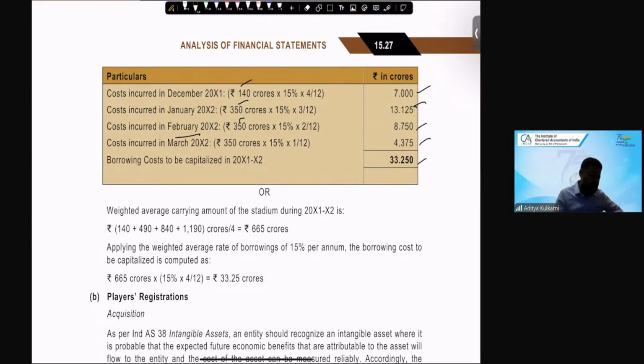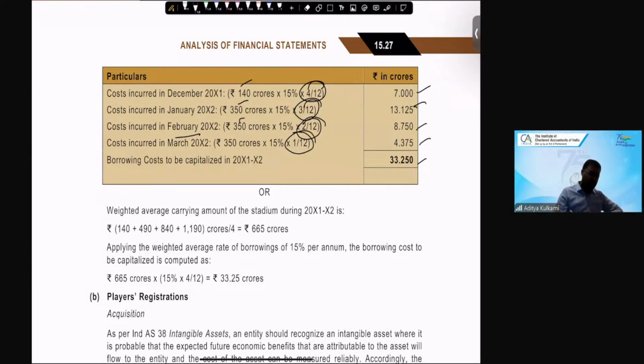Yes sir. If 4 by 12, 3 by 12, 2 by 12, 1 by 12. Did you understand this? Period outstanding from December till March. So 4 months you have utilized it. Next you have utilized 3, then 2, then 1. Is it okay? Yes sir. So 33.25 crores.